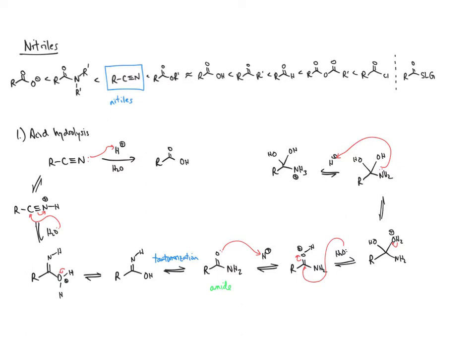And then we get collapse of the tetrahedral intermediate with loss of ammonia as byproduct. That's going to give us the protonated carboxylic acid. And then, of course, ammonia can deprotonate the carboxylic acid to give us the free carboxylic acid.